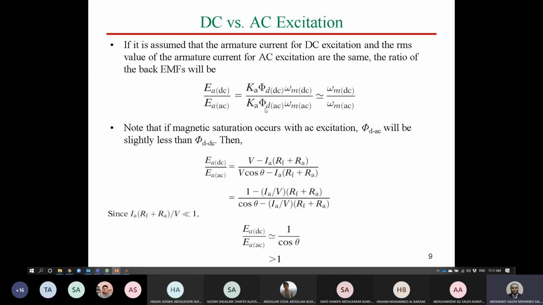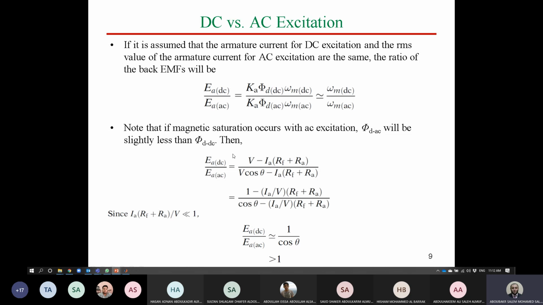So what about the difference between these values? Are the flux in DC and AC equal? Sure, it's not equal. Okay. For instance, if we assume we are going close to saturation, guys, you will find that phi_D, or direct flux in AC, will be slightly less than phi_D in DC, which means the flux here is less than the flux of DC. This means that the speed of DC excitation will be higher than the speed in case of AC excitation. If we have the same current, assuming we have the same value of current, in this case you will find that the value of EMF will be different, and also the speed here will be different.